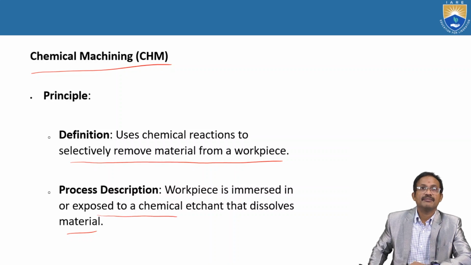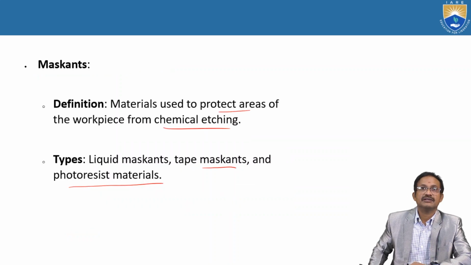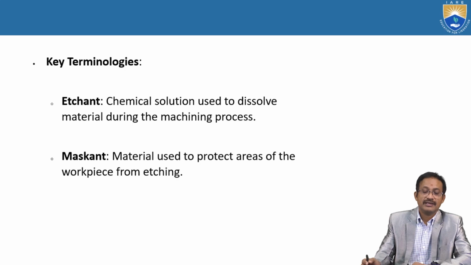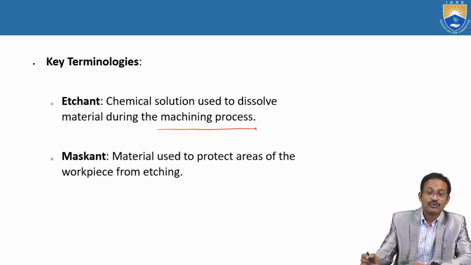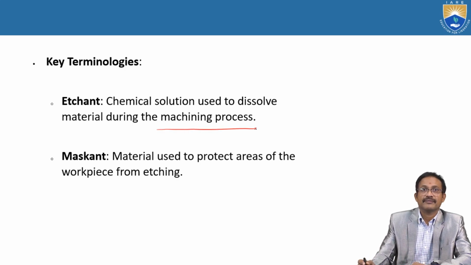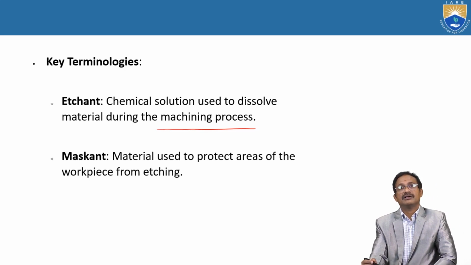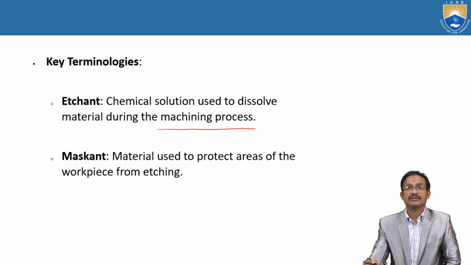Chemical machining, we have already seen, twice, no issue. Here, etchant means the chemical solution used to dissolve material during the machining process. And maskant is just a template which can be fixed over the surface of the workpiece where material removal is not to be done.